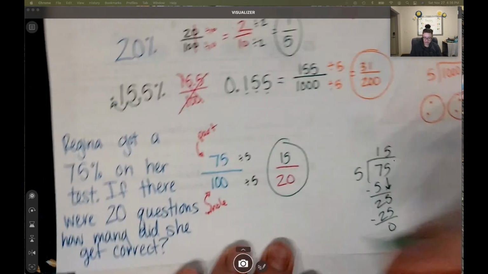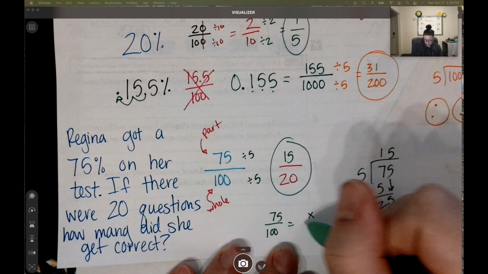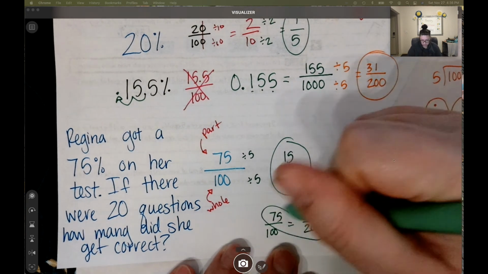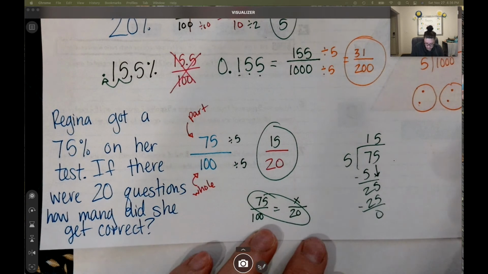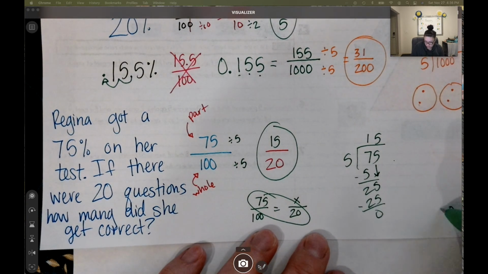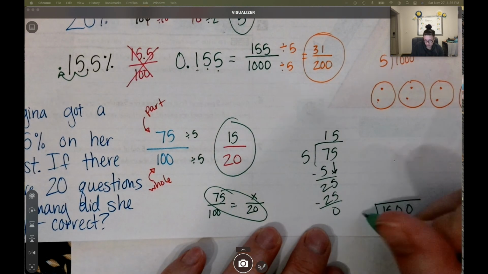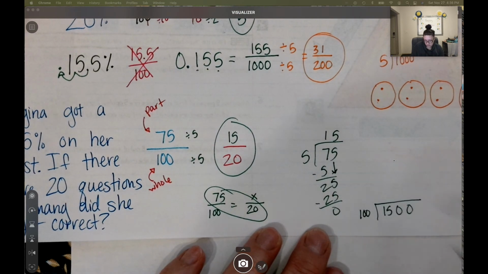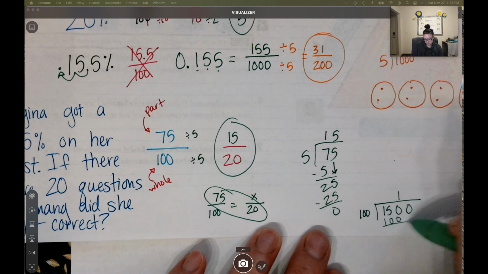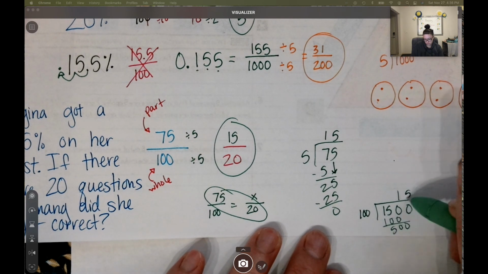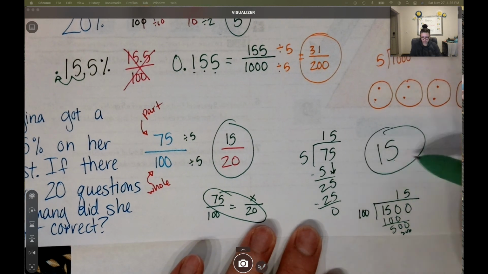Another way you could do it, you could set up your 75 over 100. You don't know out of 20, and then cross multiply that way. 75 times 20 is what? 1,500. 1,500 divided by 100 gives us 15. Either way works. She got 15 correct.